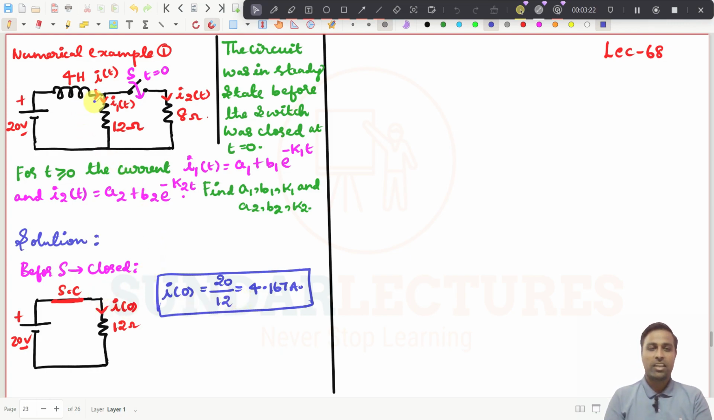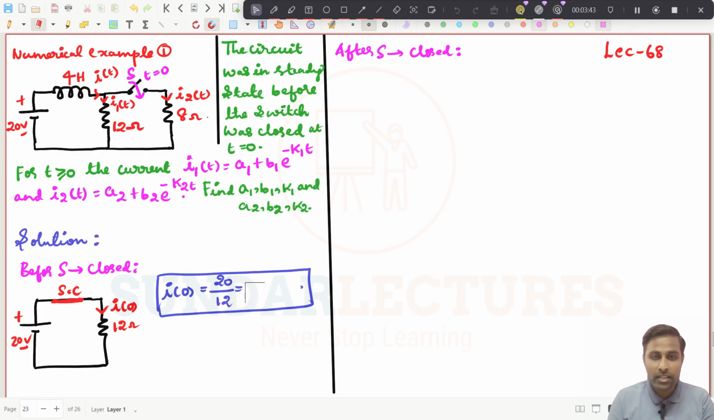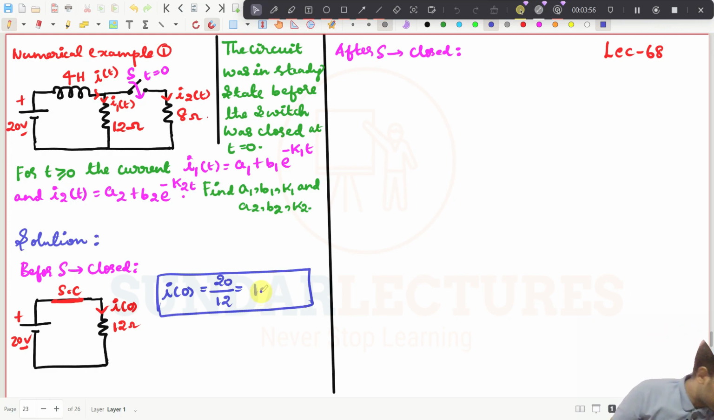Now, if the switch is closed, what happens to the circuit? Maybe I will write: after S closed. One minute, what is this value? Actually, this is wrong. What is the value of 20 divided by 12? It will be 1.67. I have just written it wrongly. I am getting it as 1.67 amperes.